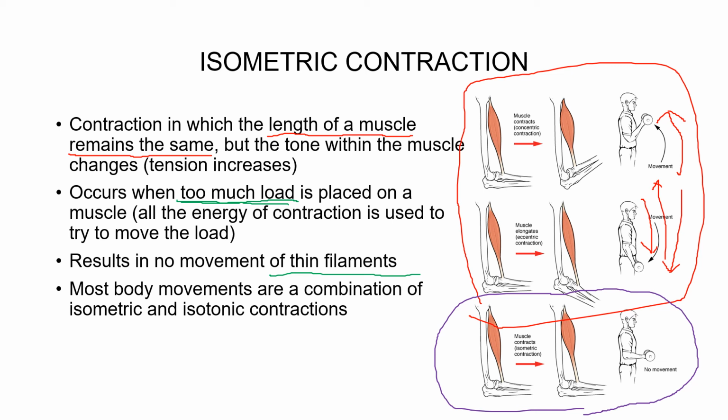Isotonic contraction is going to help those tendons and ligaments and those joints be healthy and help you move. Isometric is going to help with a lot of stability. So you want both in your workout.